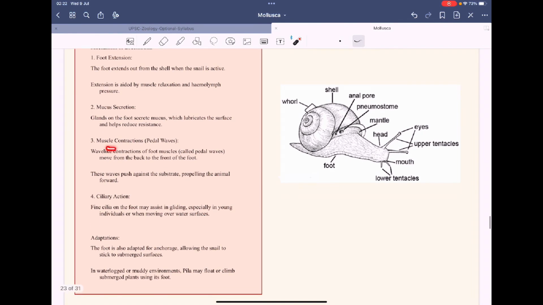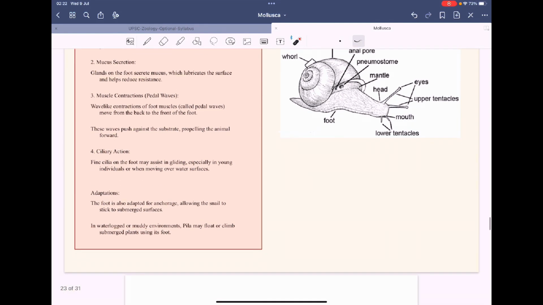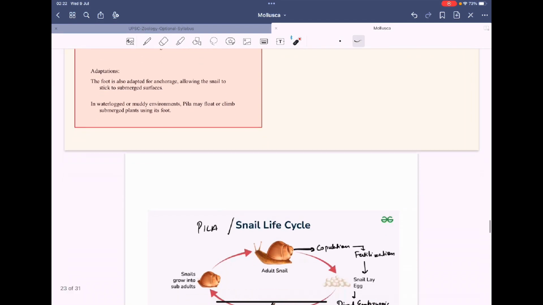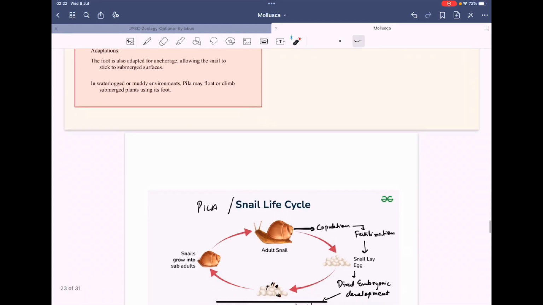There will be muscle contractions, the pedal waves, which help it in locomotion, and it will move forward. There are fine cilia on the foot. They may assist in gliding, especially in young individuals. The foot is adapted for anchorage, and it also allows the snail to stick to submerged surfaces. In waterlogged or muddy environments, pila may float or climb submerged plants. So this is all about locomotion.